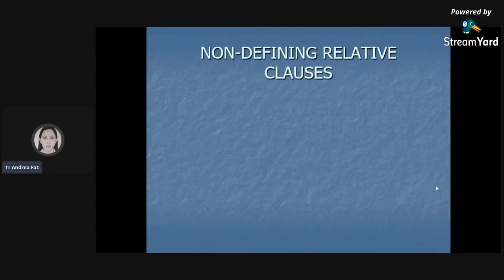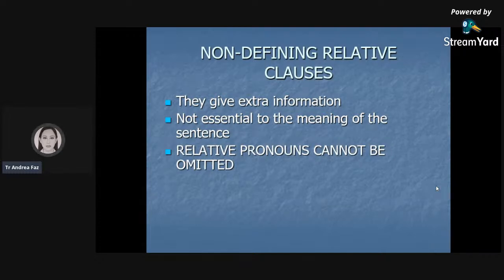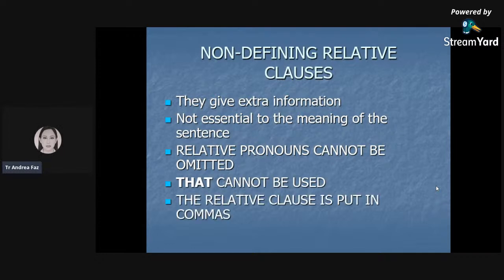Then we have the non-defining relative clauses. In this case, they are giving us extra information, but this information is not essential to the meaning of the sentence. Then relative pronouns cannot be omitted, they are required. Then that cannot be used. And the relative pronouns need commas, so it's necessary to add commas to separate information. We're going to see how they work.